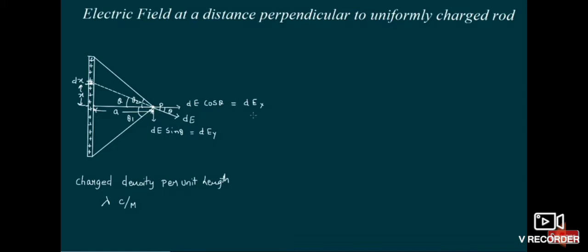The point P is at a distance a meter. So we are going to write the equation for the total electric field dE. The charge dq is given by lambda into dx, since we are considering lambda as charge density per unit length. Now we are considering the small distance dx only. That is, dq by dx is equal to lambda. Therefore, dq equals lambda dx.